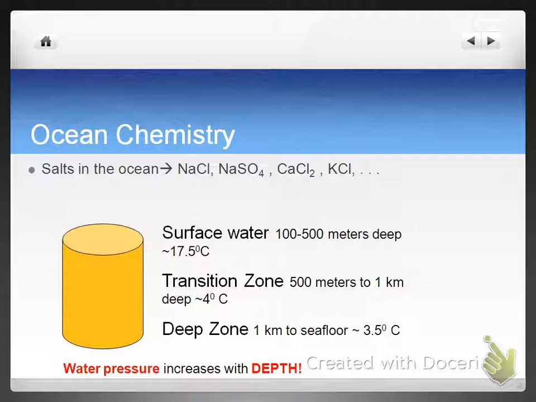Temperature is going to vary as you go down from the surface. So the yellow cylinder represents a column of water. And from about 100 to 500 meters deep worldwide, the temperature averages 17.5 degrees Celsius. Obviously, that's going to change in northern climes or equatorial climates. The transition zone, where sunlight is filtered, is about 500 meters to 1 kilometer, or about 2 miles. And the average temperature is about 4 degrees. And then from 1 kilometer down to the seafloor, which we know in the trenches could be as deep as 11 kilometers in the Marianas Trench, the average temperature is about 3.5 degrees. The salt keeps it from freezing.